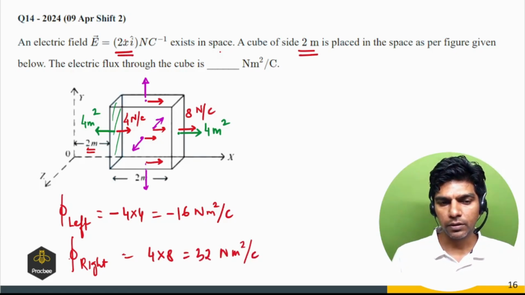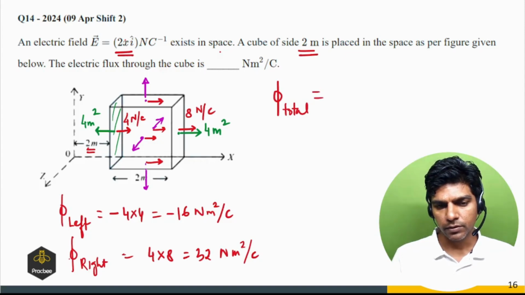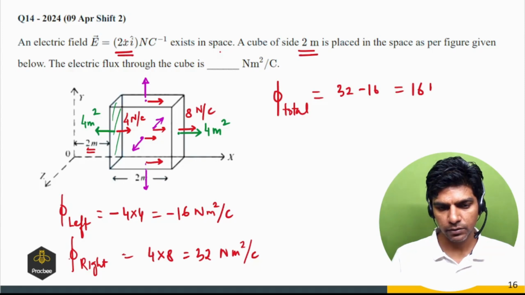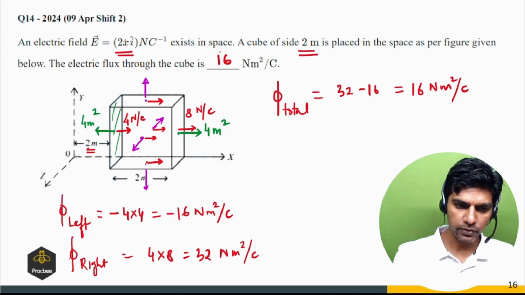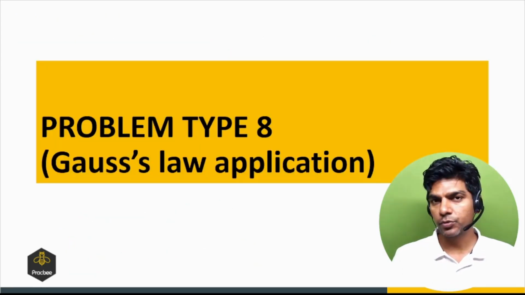So now we have to just add the individual flux. So it comes out to be 32 minus 16. So it will be 16 Newton meter square per coulomb. So the answer will be 16, right? So let us see another problem type which is based on the application of Gauss's law.